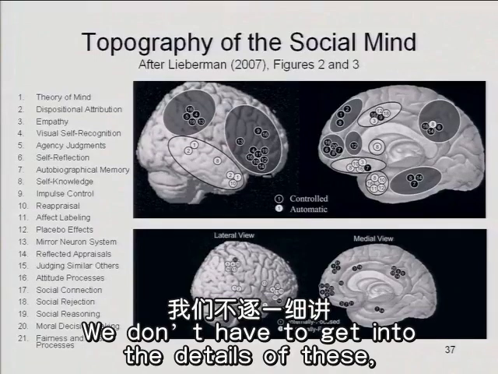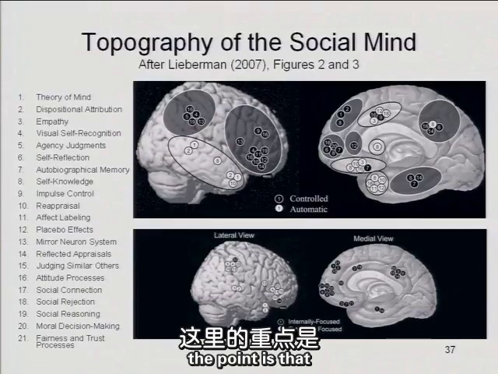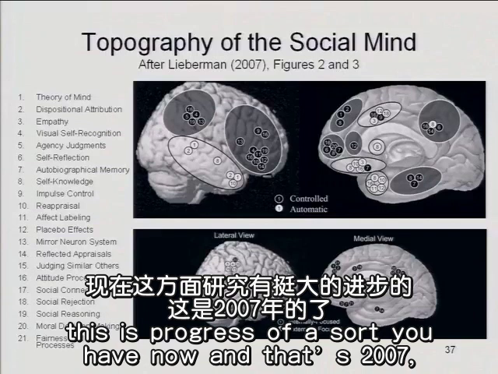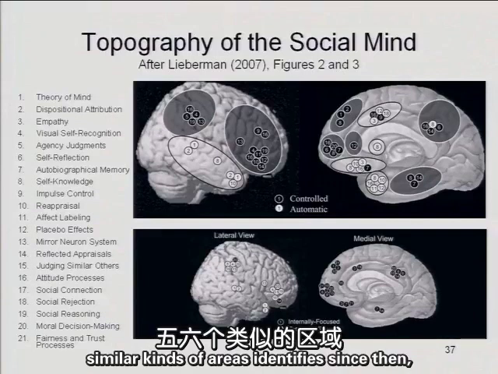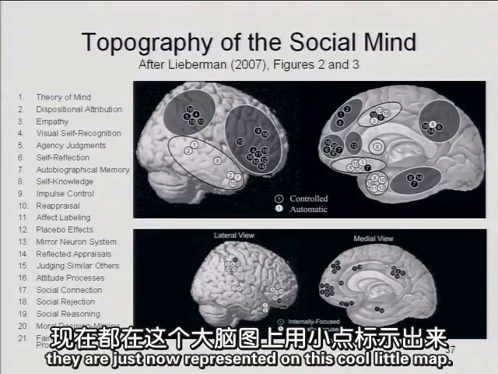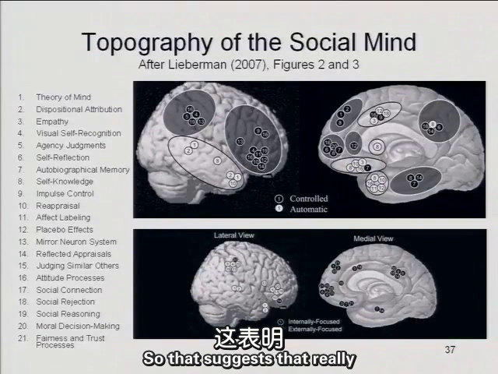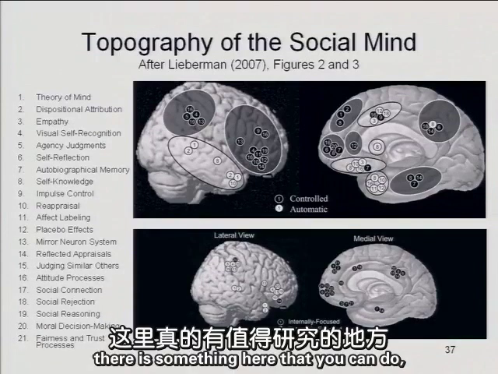We don't have to get into the details of this. The point is that this is progress of a sort. You've now, that's 2007. There have been about half a dozen similar kinds of areas identified since then. They're just now represented on this cool little map. So that suggests that really there is something here that you can do.